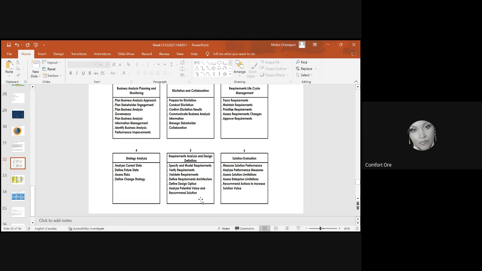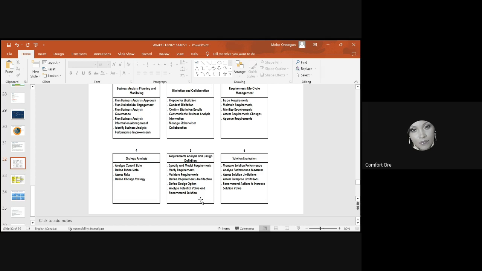Now, the solution evaluation, which is the last knowledge area, we're measuring solution performance. Okay, so there's a need, you've been called in. The first thing you do, check the current state. Measure how well the solution is performing, and then analyze the performance measures. Then you begin to check, okay, so what's different? Where did we miss it? You know, what needs to improve and all of that.